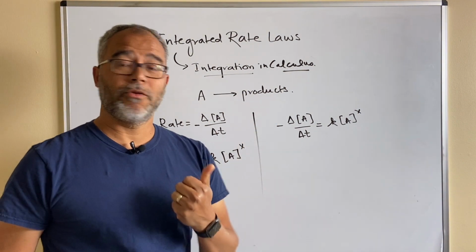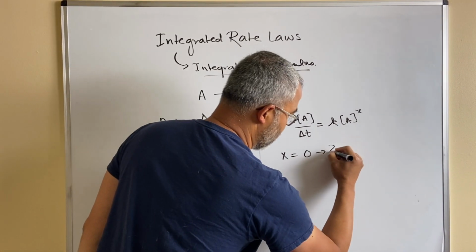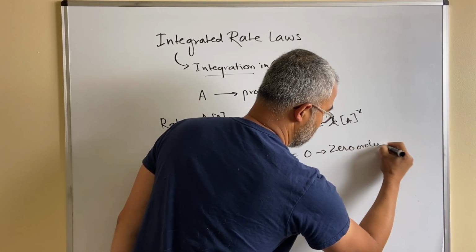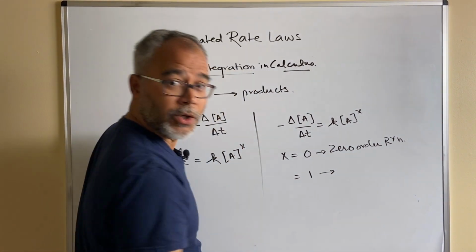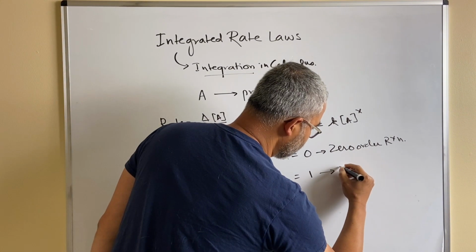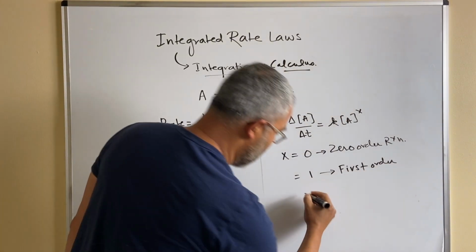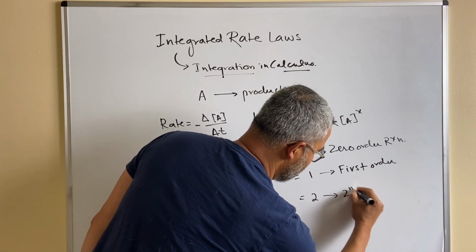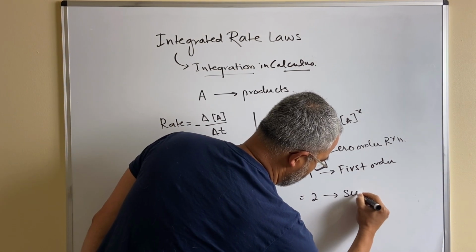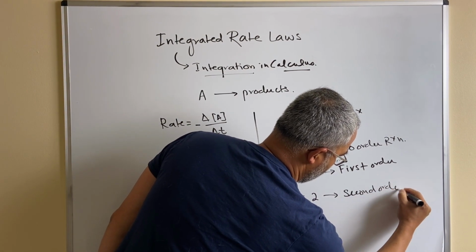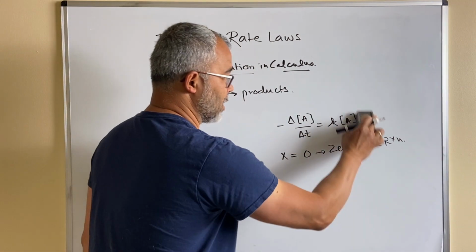And there are three specific scenarios we'll look at where X is equal to 0, which would be the case of a zero order reaction, X is equal to 1, which would be the case of a first order reaction, and X is equal to 2, which would be the case of a second order reaction. Okay, so for zero order reaction, we can just change this little X to 0.